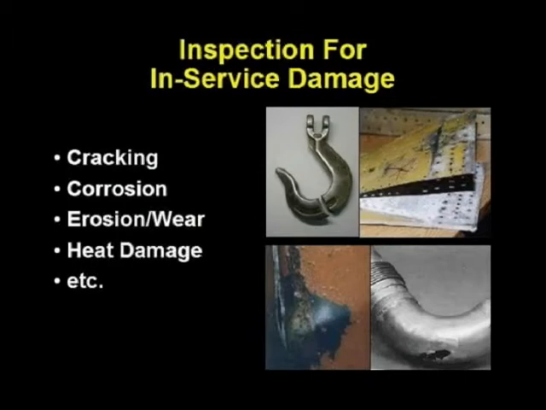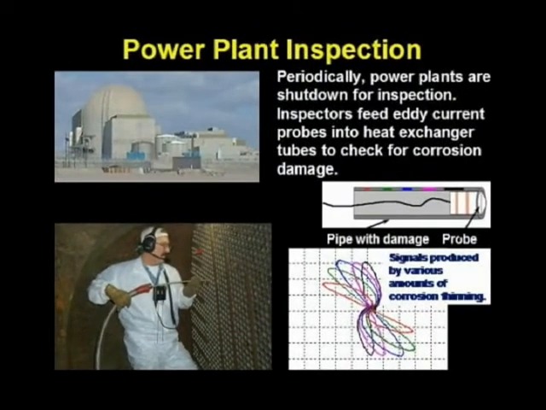NDT methods can be used to detect cracks, corrosion, erosion, heat damage, and so on. Eddy current inspection is often used to check for corrosion in heat exchanger tubes. I have witnessed this inspection being performed in our own boilers at Cummins.